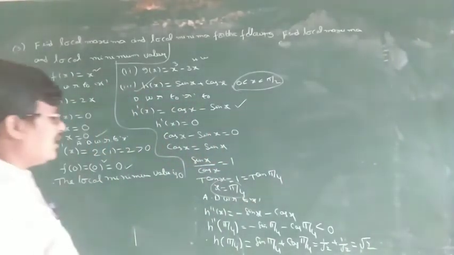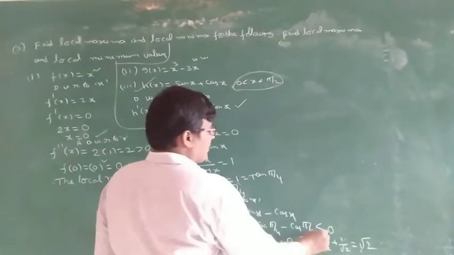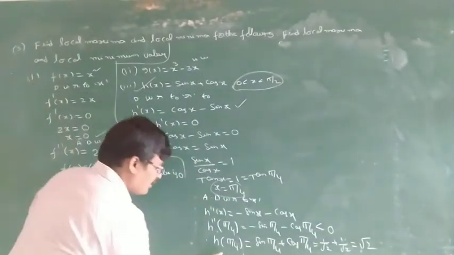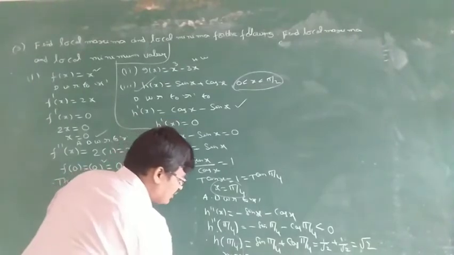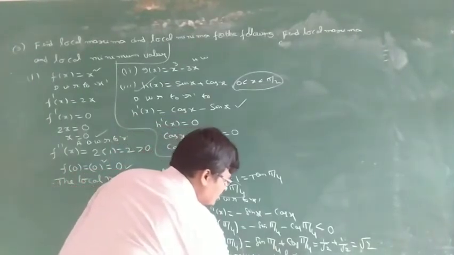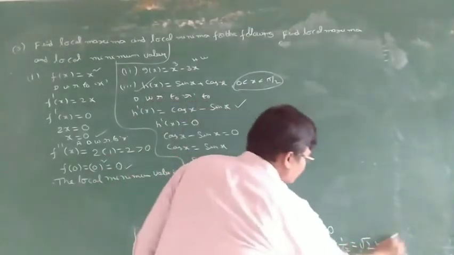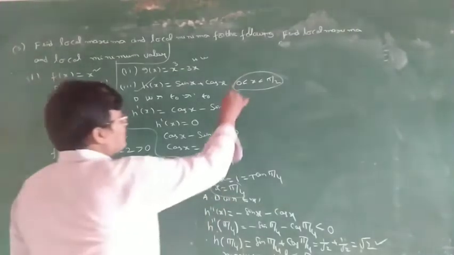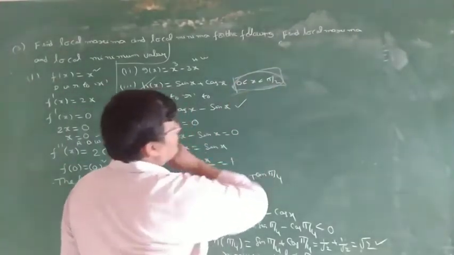H double dash of c less than 0 means a local maxima. So the maximum value is root 2. Root 2 is the maximum value. This is the meaning of the given interval.